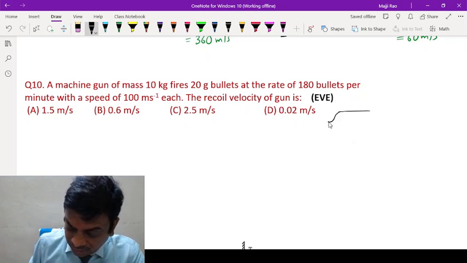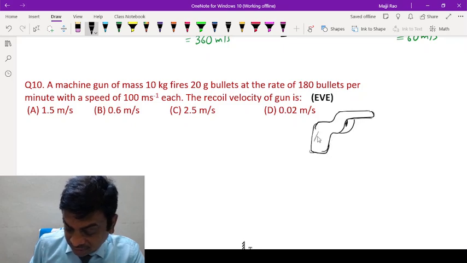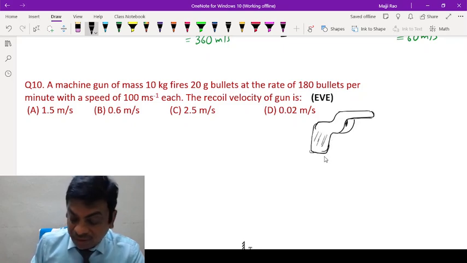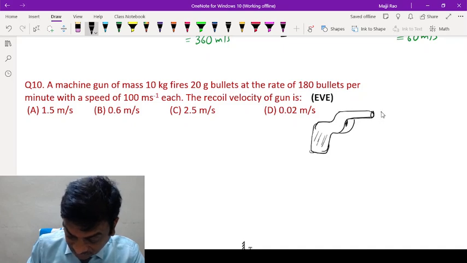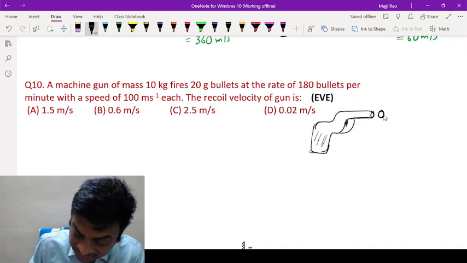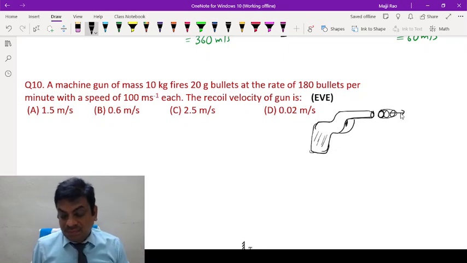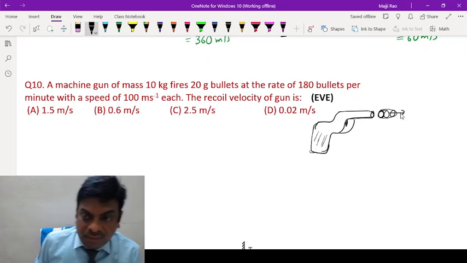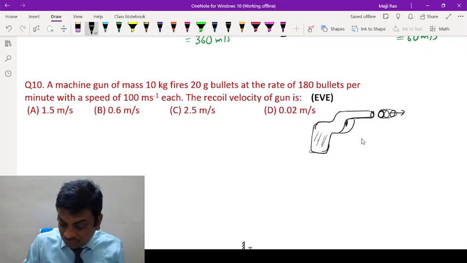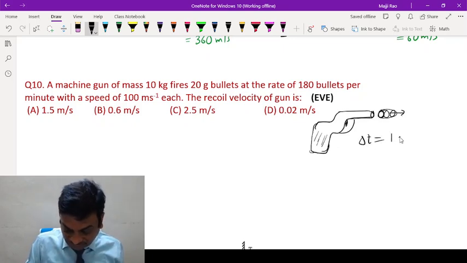So this is the gun. Kindly forgive me for the diagram I am drawing. It is not a machine gun, but we'll manage with this diagram itself. Now, in 1 second, what will be the number of bullets emitted? You have to consider all the bullets together as a single body. Then our problem is solved. So we are considering 1 second.